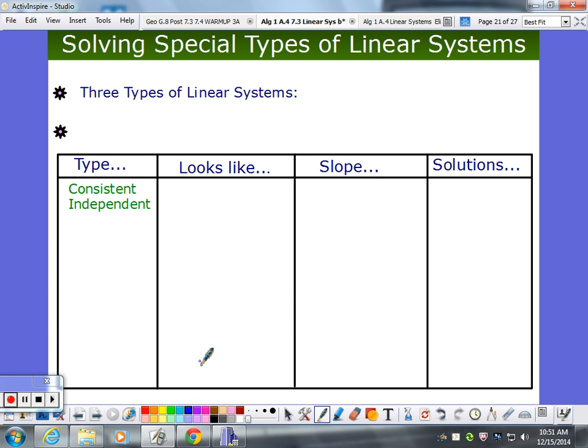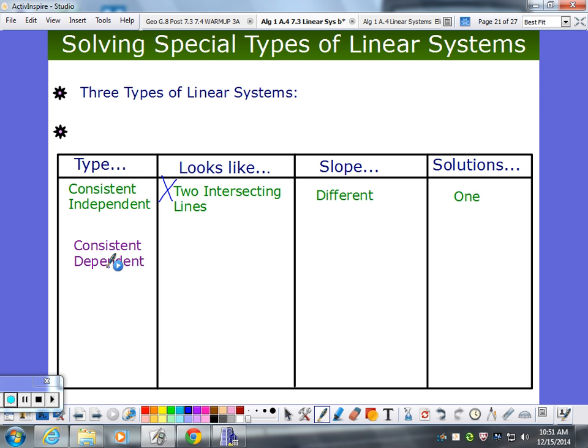If a system of equations is consistent and independent, that means there is a solution. You'll have two intersecting lines. It's consistent, meaning there is a solution, and independent, we can find it. The slopes of the two lines will be different, and you have one solution. This line and this line will have different slopes.